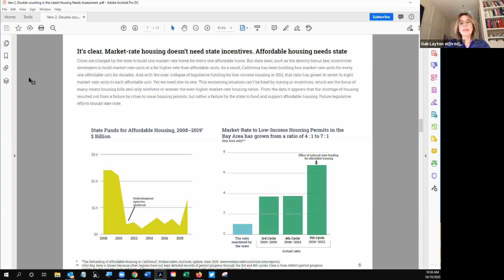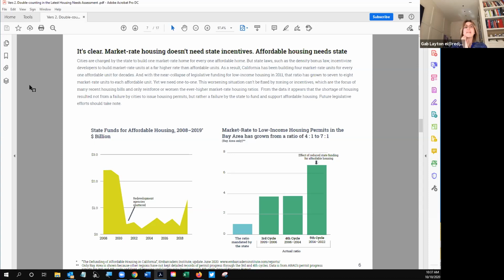What's actually happening is in the green bars, and you'll see this has been consistent across the third, fourth, and fifth cycle. We have been building more market rate housing than affordable housing. For every one affordable home, we're building almost 4 market rate homes. And more recently, since the shuttering of the RDAs, there's less affordable funding. Now some of these new bills have also reduced the amount of affordable housing required to achieve certain density bonuses. And so we're now at the point where we're at 7-to-1. We are digging ourselves into a bigger and bigger hole in terms of affordable housing.